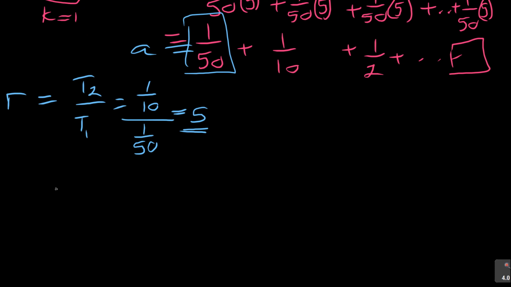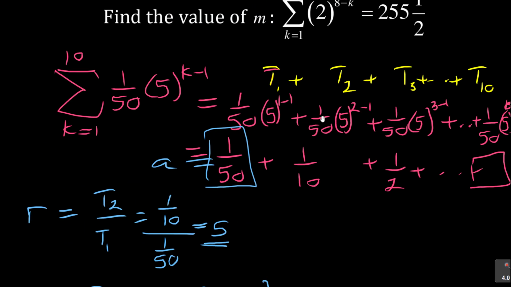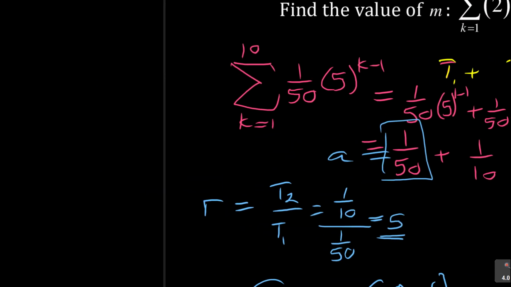You know it's geometric. Sum of n terms is equal to A, R^n minus 1 over R minus 1, which is equal to your A is 1 over 50, bracket R is 5, your N. Now, important one now. Look at my N. How do I find my N? We did this in the previous one.